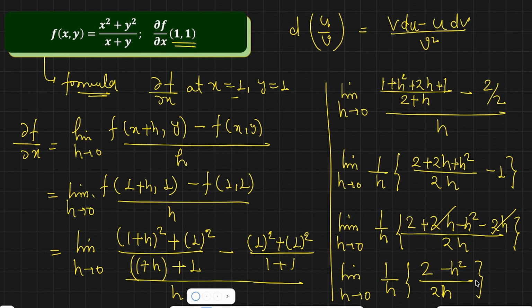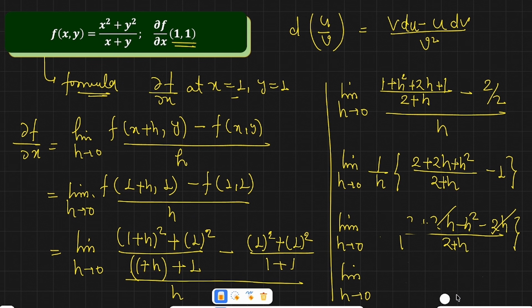I think there is one problem. Let me check it. 1 minus 1. So it is 2 plus 2h plus h square. Oh, sorry. It is 2 plus h. Yeah, it is 2 plus h. Sorry, it is not 2 into h, it is 2 plus h. That's why it was making the mistake.